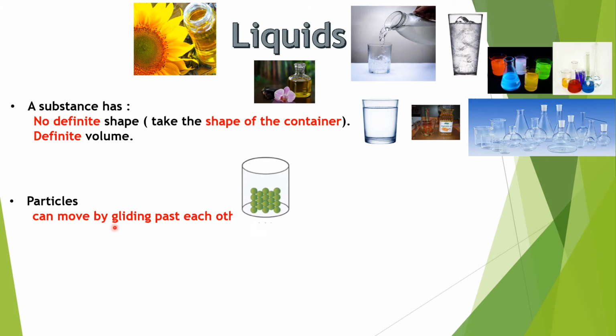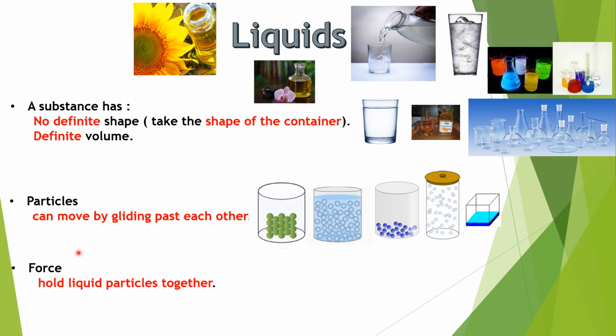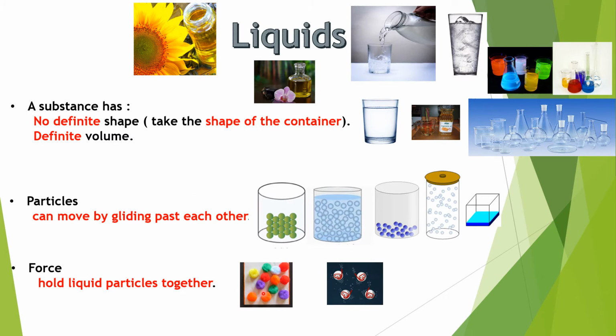Particles can move by gliding past each other. Here, in the particles of liquids, there is a distance between them and they can glide past each other. There is a force between the particles that holds liquid particles together, and the distance between them is small. This is the particles of liquids.